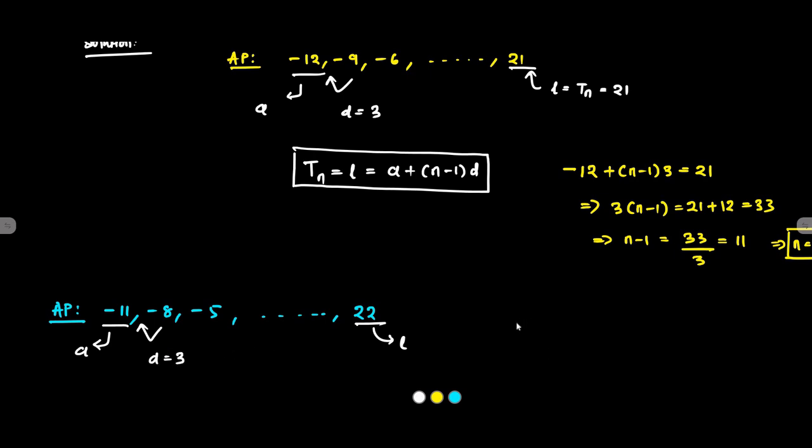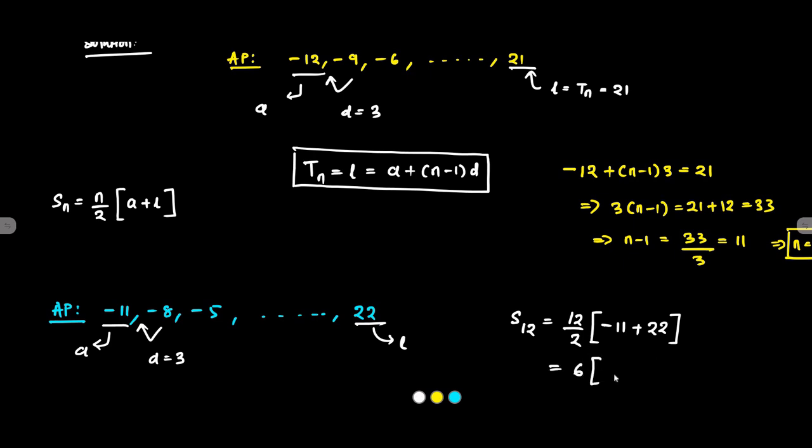So here we have to find out the sum of the total number of terms. So that is equal to, the total number of terms is 12. So S12 is equal to, here we'll be using the formula Sn is equal to n by 2 into a plus l, where n is the total number of terms, a is the first term, l is the last term. We have all the information with us, so it will be equal to 12 by 2 into a, which is equal to minus 11, plus 22, which is the last term, l, equal to 6.